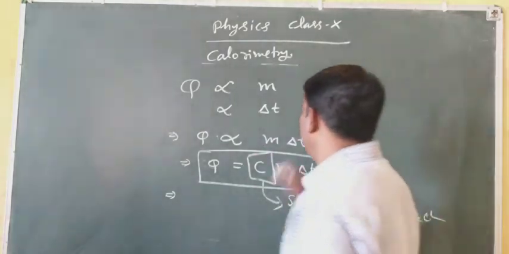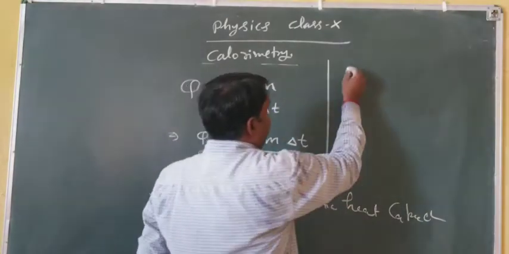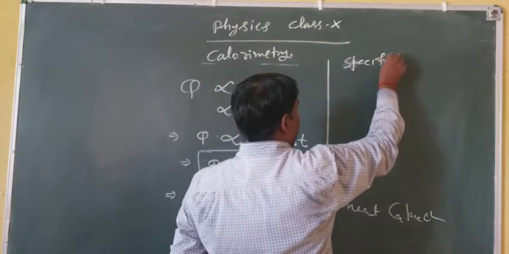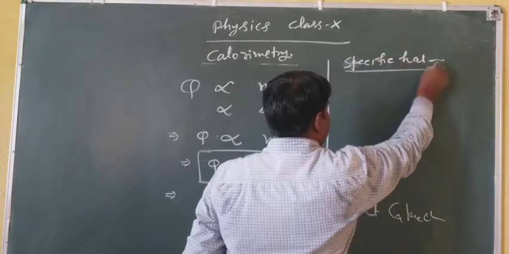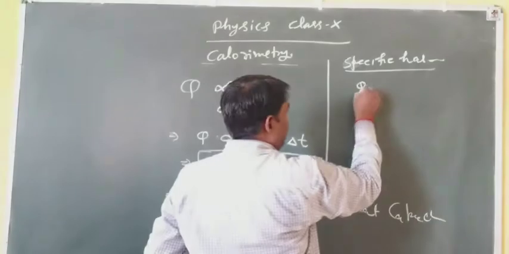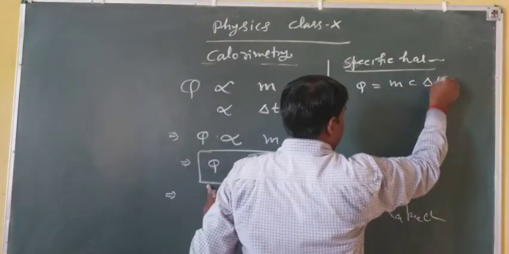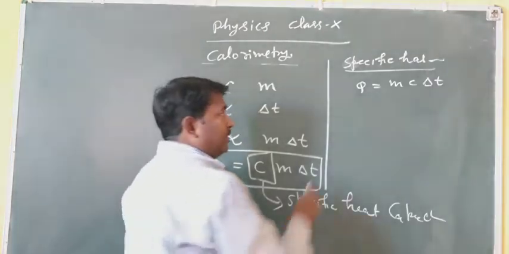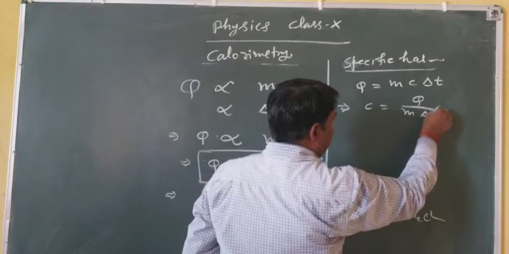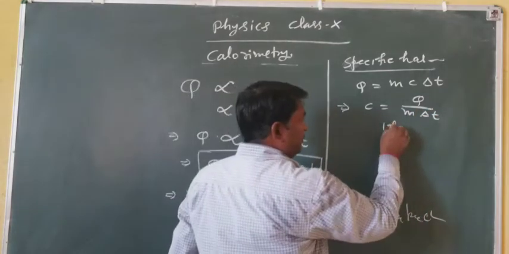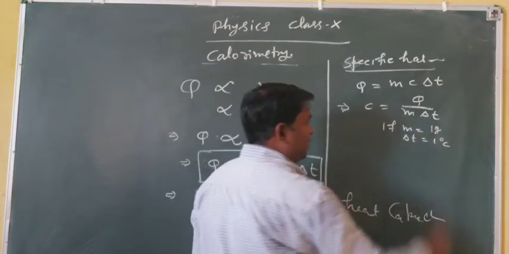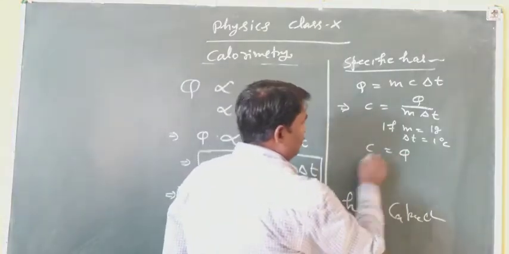Okay, now here we know about specific heat capacity. Now see, from the given formula Q is equal to m c delta T, it implies that C is equal to Q by m into delta T. Now if m is 1 gram and the change in temperature is 1 degree centigrade, then C is equal to Q.